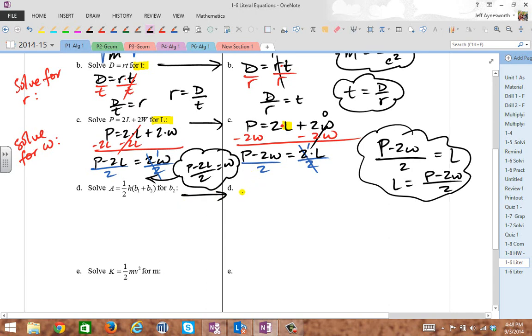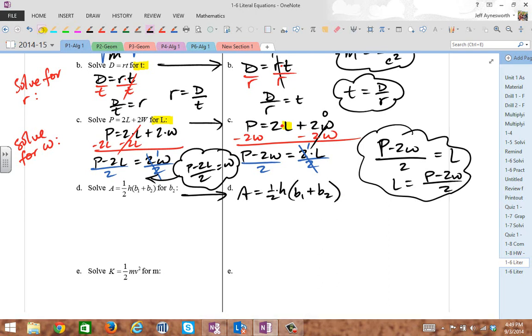This one comes from geometry too. We got area is equal to 1/2 times the height. Notice I said times the height times the quantity B1, which stands for base 1, plus base 2. This is the trapezoid area formula from geometry. All right, and what do we want to solve for? Let's highlight that. We want to solve for B2, and B2 is inside the quantity here.